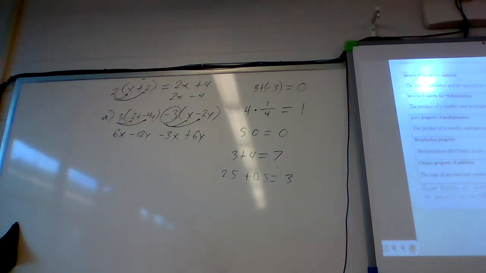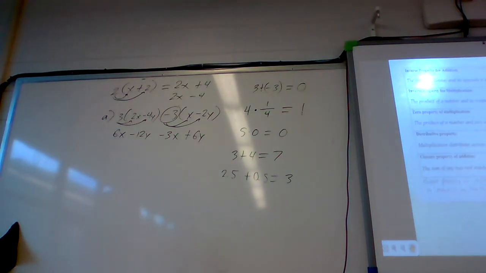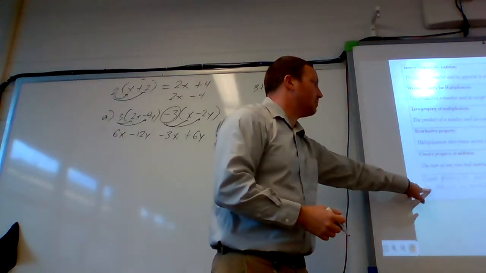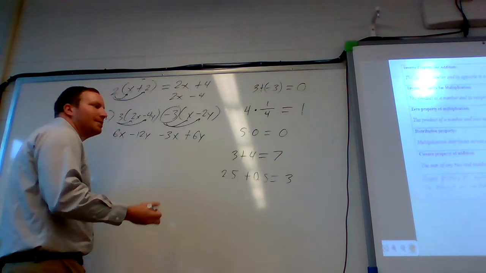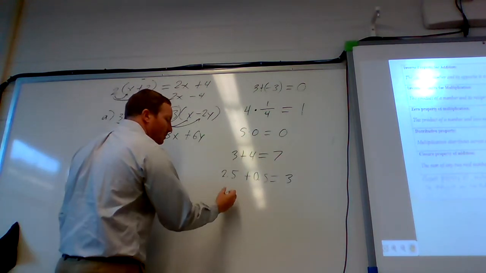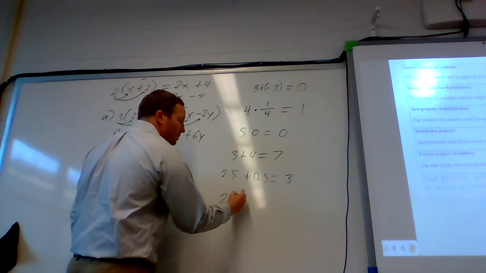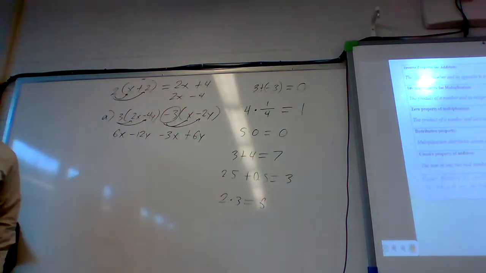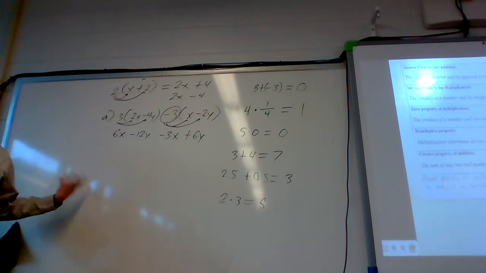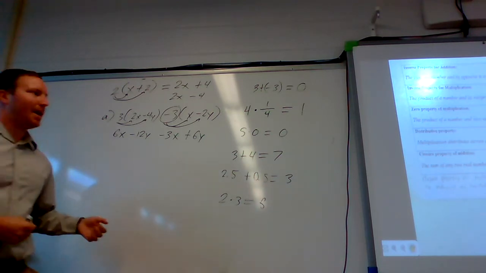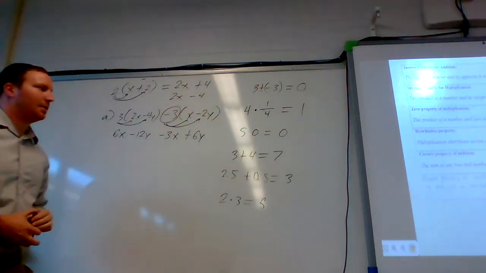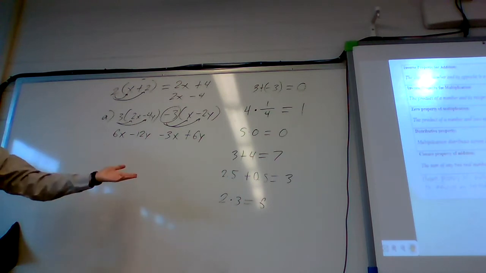And then our closure property of multiplication: the product of two real numbers is another real number. So same idea as closure property of addition. Two real numbers multiplied together results in another real number. Can't take a real number times a real number and end up with an imaginary number. Those are what those two properties are saying. Can't take two real numbers, add them together, and get an imaginary number.